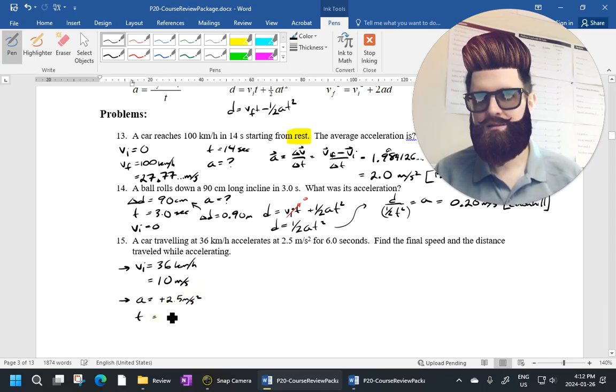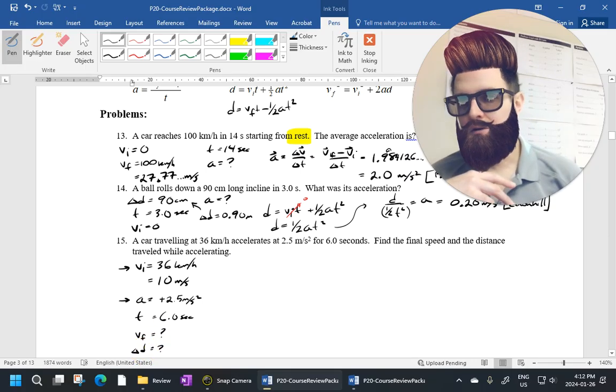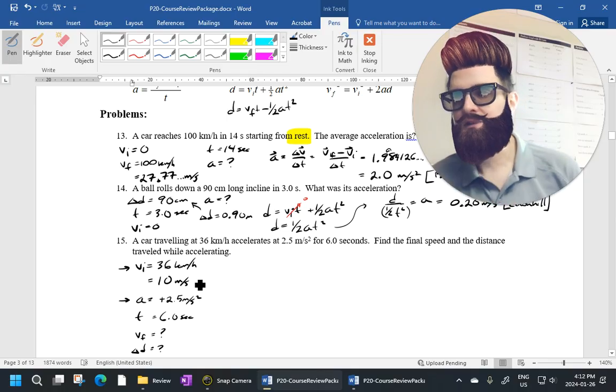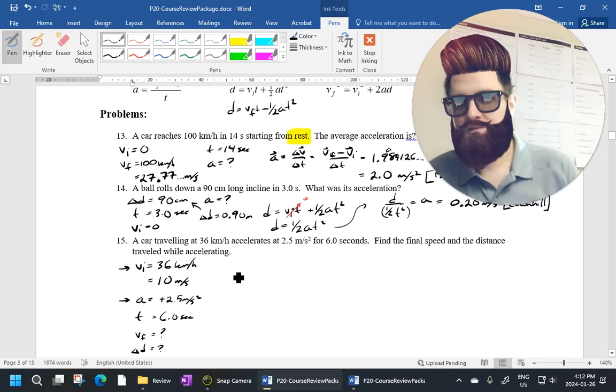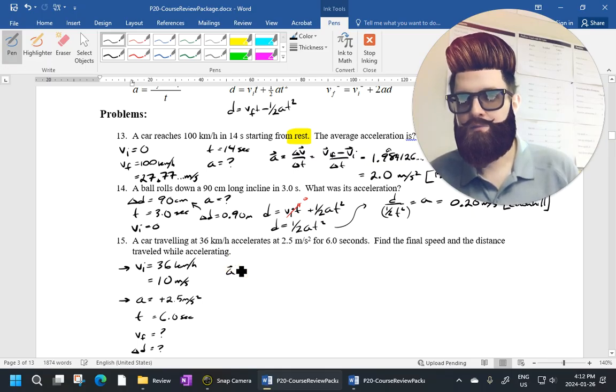I've got time, 6 seconds. And we're looking for that final speed, and we're looking for the distance or the displacement covered here. So we're looking for both. But we've got 3 things. So pick one to start off with. Let's say I'm not going to find D first. Let's find the one that doesn't have a D in it. So if I'm going to solve for the VF, I'm going to pick maybe this one to start off with because it doesn't have a D in it.